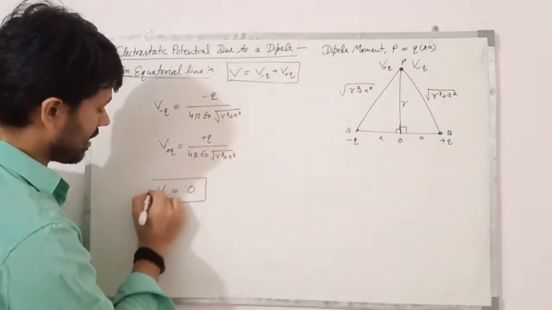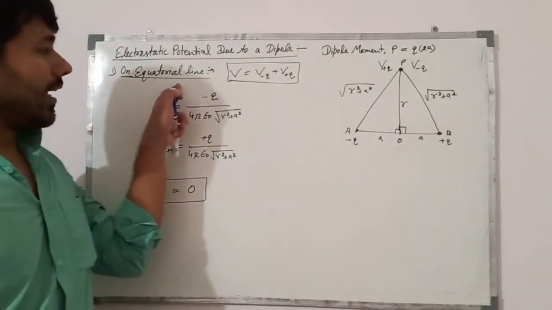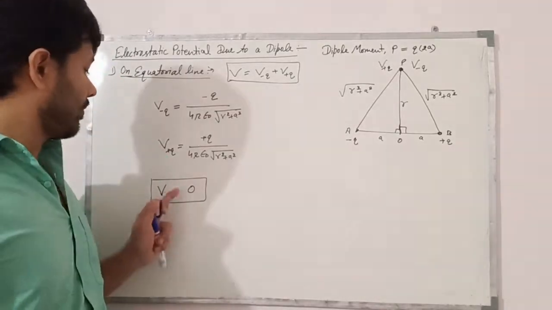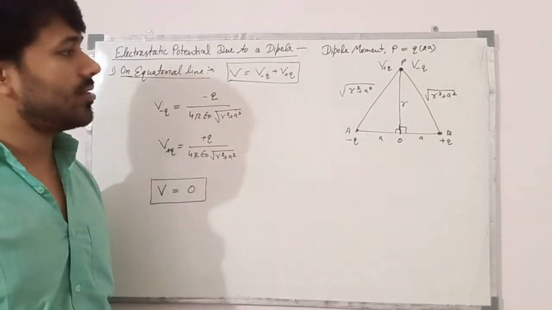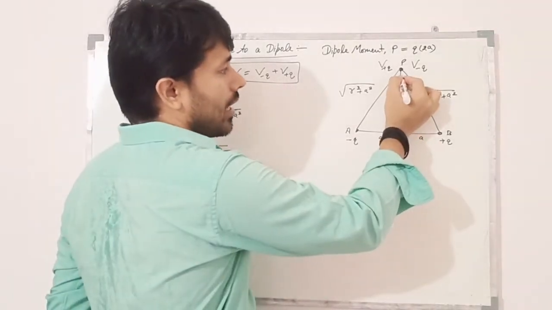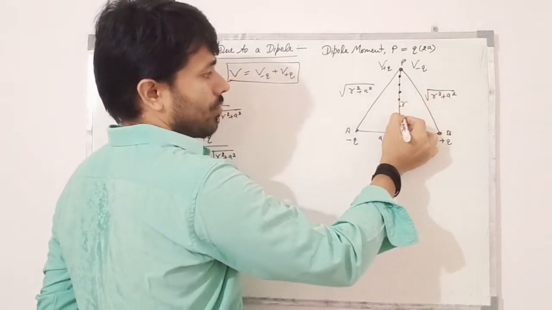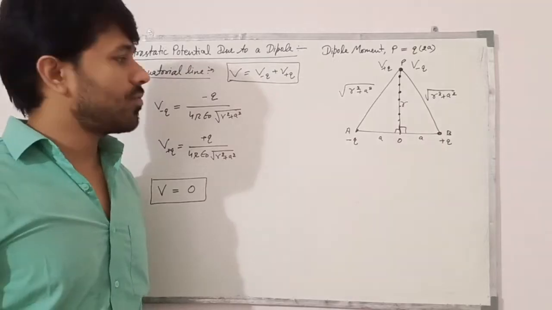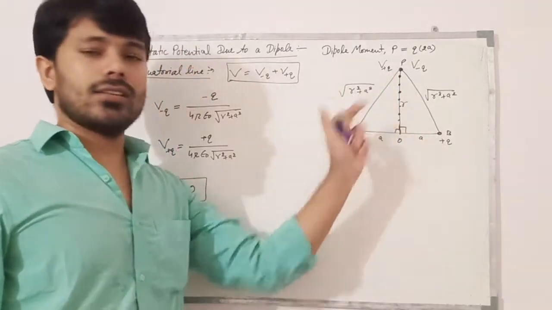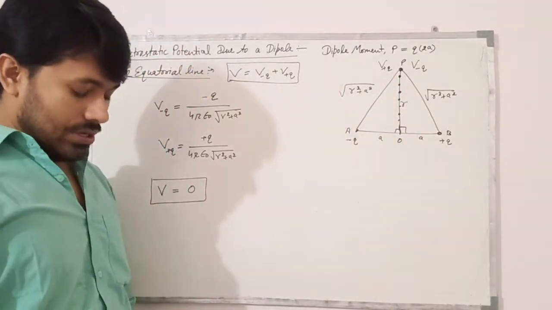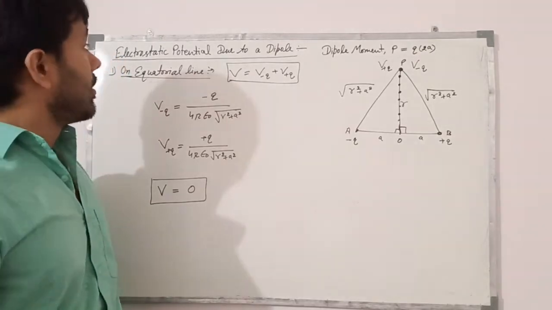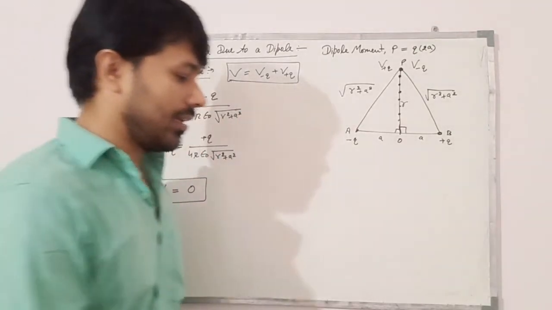So we can say that on the equatorial line the potential is 0. Every point on this equatorial line has zero potential due to this dipole. Right? This is the equatorial line.